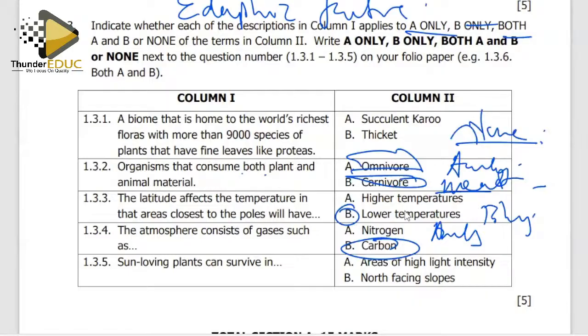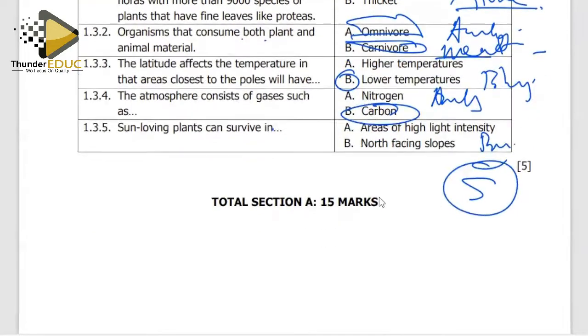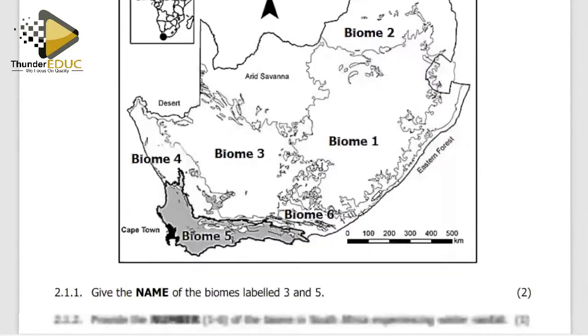Sun-loving plants can survive in areas with high light intensity, northern facing area. Both A and B. Remember in Mzanzi, the sun comes out north. So it's north facing, meaning that they will have a lot of light in actual sense. Yes, I think who got 5 out of 5? Yes, okay. We go to the next question.